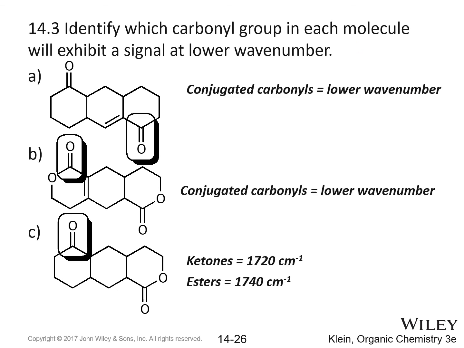Okay, in our first example A, we have a conjugated system, an alternating single and double bond. So this will be the lower wave number. In example B, this carbonyl is conjugated, alternating single and double bond. So that is the carbonyl that will have the lower wave number. And for the last one, we have no conjugation. However, we have a ketone versus an ester. Now we just want to look at the relative positions. Ketones are always a little bit lower than esters.